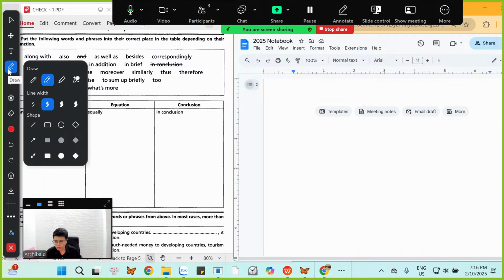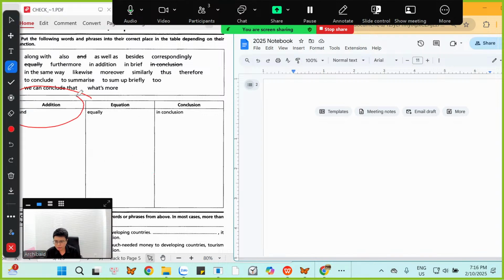So at home, please try to find out the meaning of addition, which means you add ideas to other ideas to explain or to provide more information. That is addition. Equation means the same way to talk about something. For example, I say that I like the way that teacher works. In other words, the way that he works makes me feel very satisfied. So equation means the same way of talking about something.